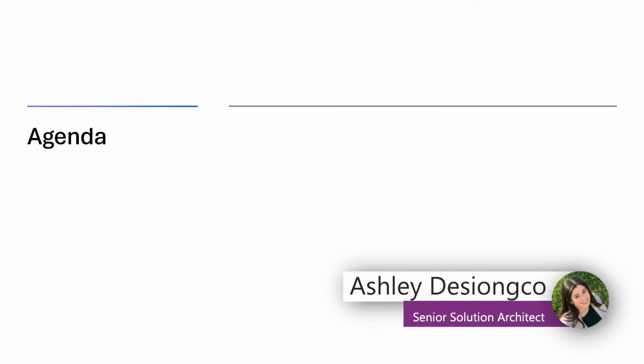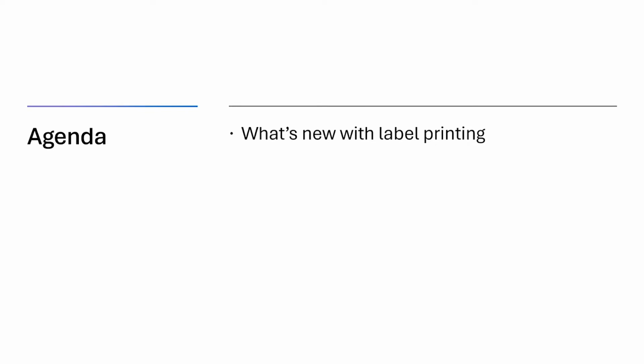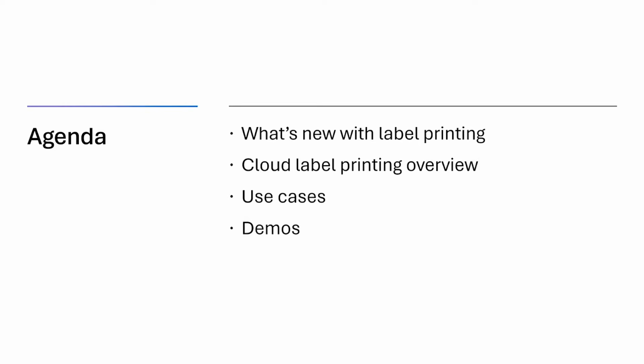Let's get started with our agenda. Today, we'll cover what's new with label printing in D365, an overview of the cloud label printing feature, which is the main topic for today, the relevant use cases to help determine when cloud label printing is a suitable option versus the DRA, a demo of the configuration and features in action, and finally, some time at the end for live Q&A, but as Sohaib mentioned, feel free to submit your question to the chat at any time.